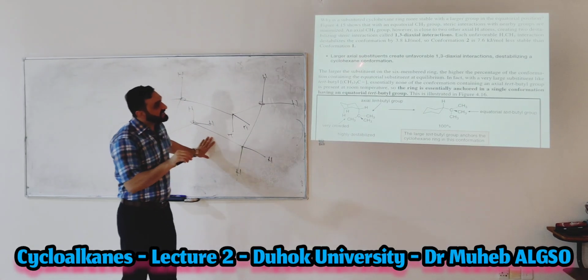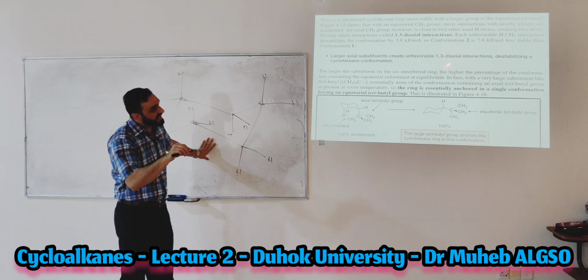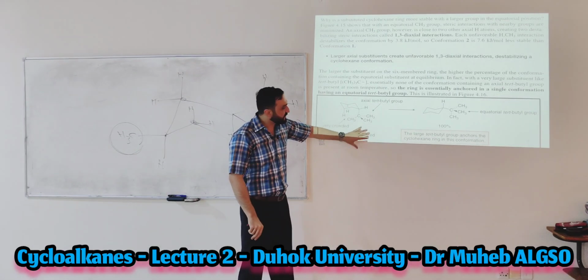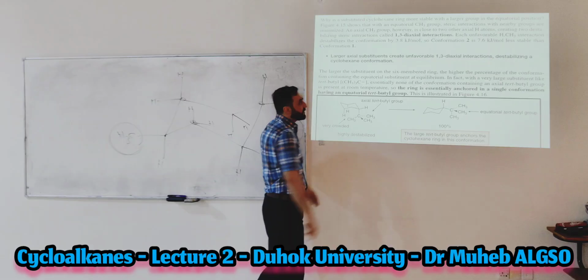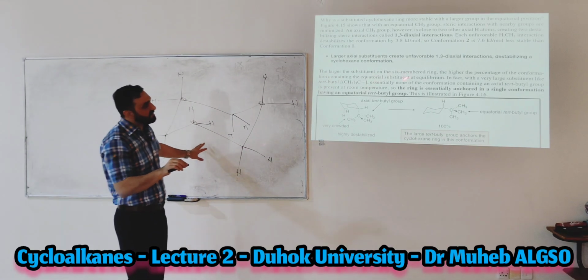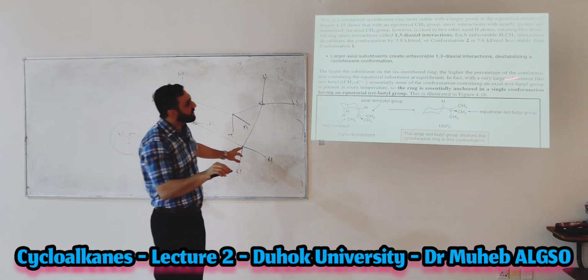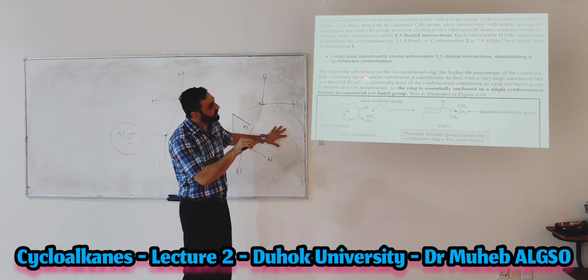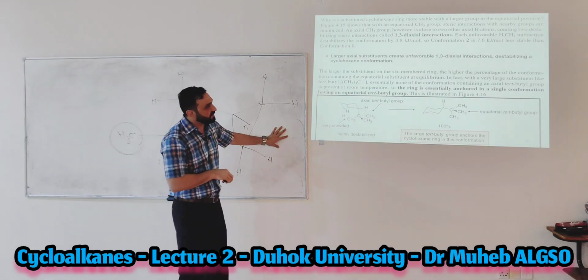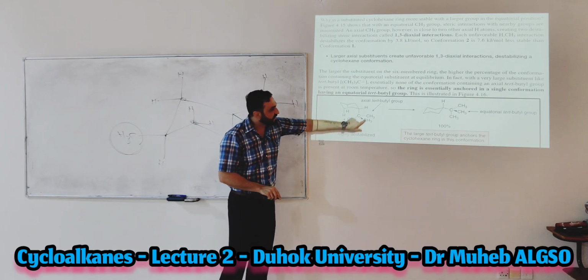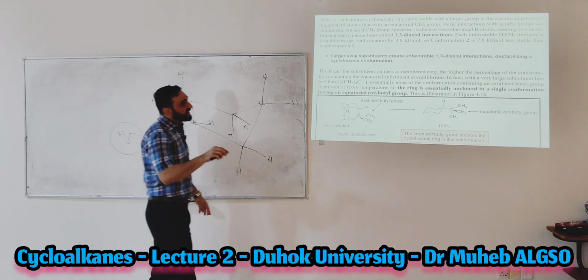A larger axial substituent is declared unfavorable because of 1,3 diaxial interaction, destabilizing the cyclohexane conformation. It will destabilize the conformation more if you have a bulky group like that. So the larger the substituent on the six-membered ring, the higher the percentage of conformations containing the equatorial position. Remember, the bulky group will be in the equatorial position.